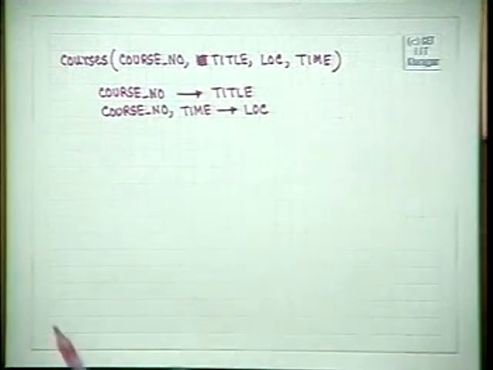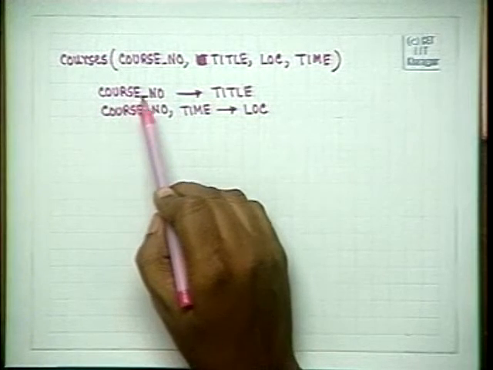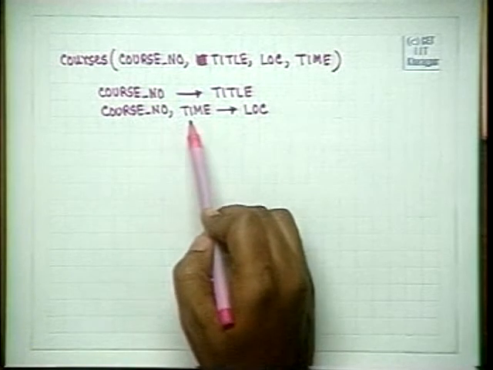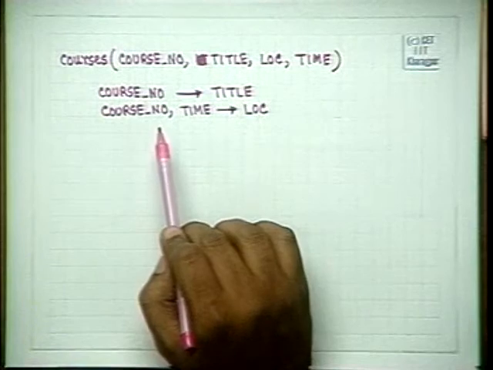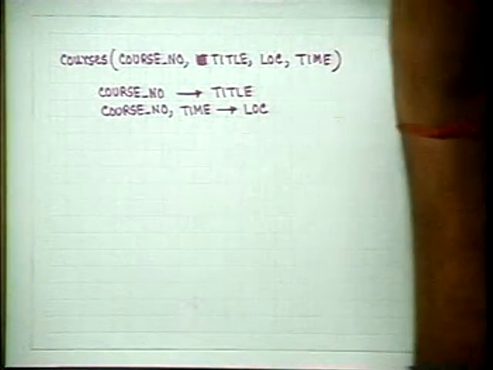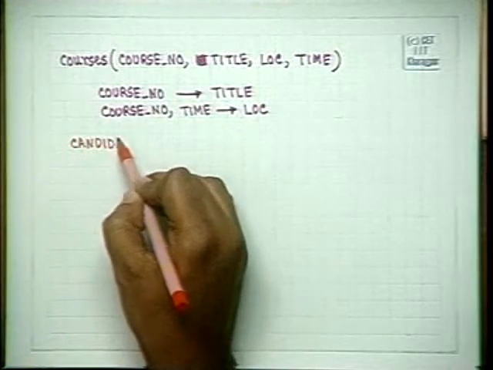This is the relation scheme, and we have got two functional dependencies. If the course number is same, the title must be same, and if the course number and time is same, the location must be same. These are the two functional dependencies which are quite natural. Now let us see how this stands. We have to identify several things to see whether it is in the second normal form. The first thing we have to identify is the candidate keys.